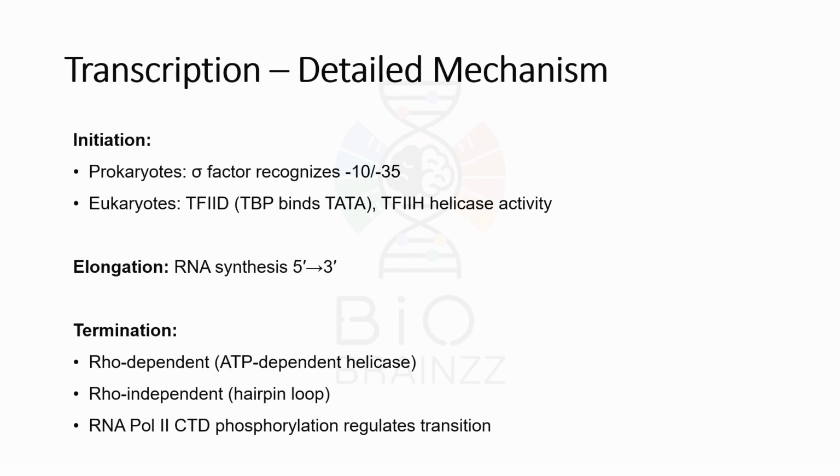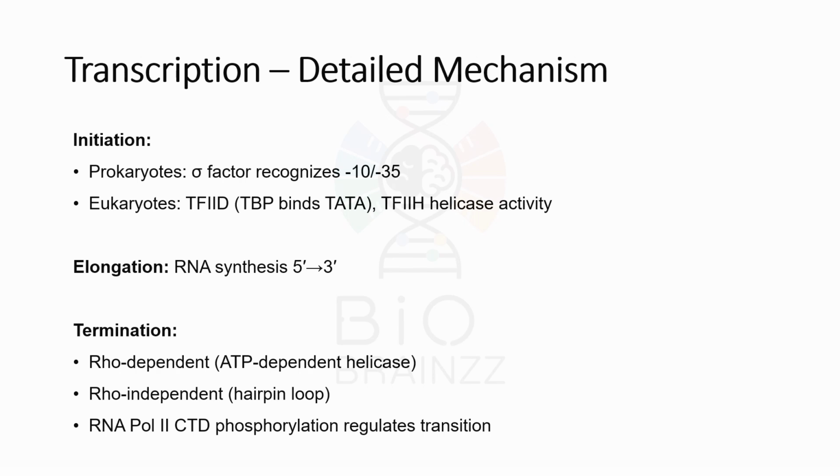Transcription is the process where RNA is synthesized from a DNA template. In prokaryotes, RNA polymerase along with sigma factor recognizes promoter regions such as the -10 and -35 sequences and initiates transcription. In eukaryotes, the process is more complex and requires multiple transcription factors. For example, TFIID binds to the TATA box and TFIIH helps in unwinding DNA.